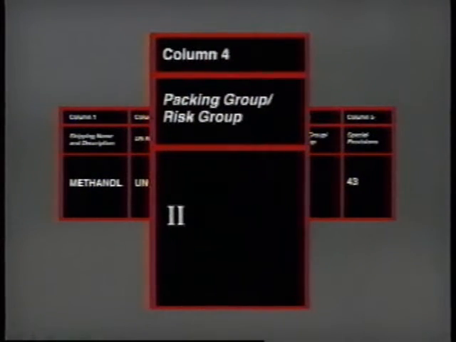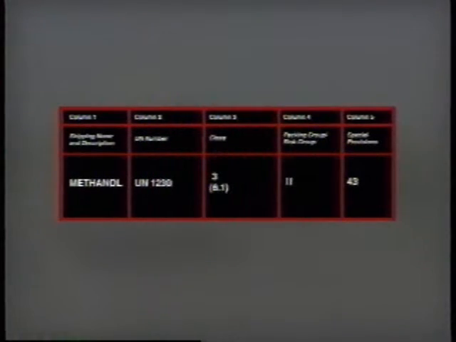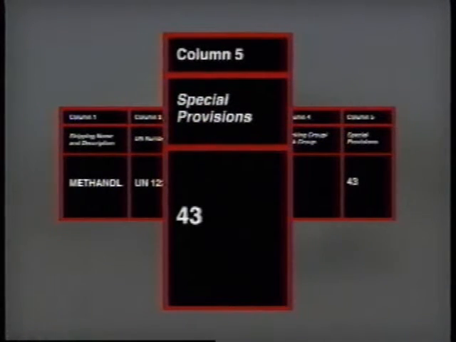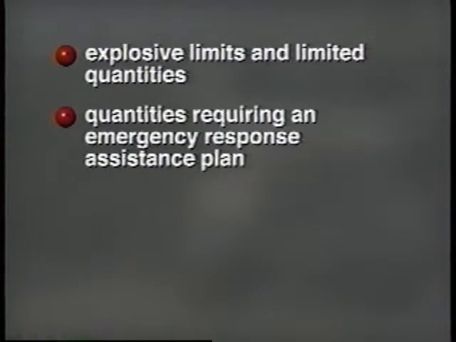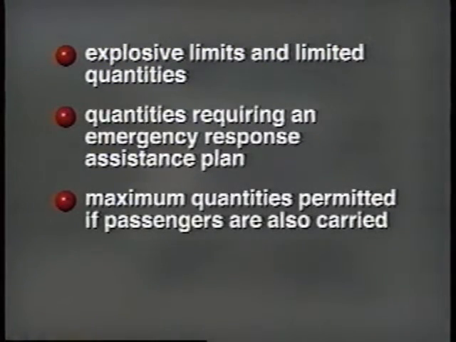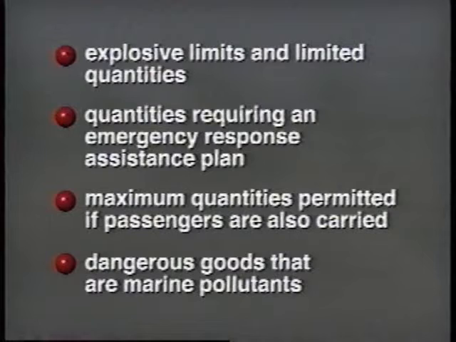Column 4, packing group or risk group. The packing group, 1, 2, or 3, or the risk group, 2, 3, or 4, shows the degree of hazard. And column 5, special provisions. Special provisions may add definitions, restrictions, or exemptions. Other columns in the dangerous goods list contain additional information, such as explosive limits and limited quantities, quantities requiring an emergency response assistance plan, maximum quantities permitted if passengers are also carried, and dangerous goods that are marine pollutants.